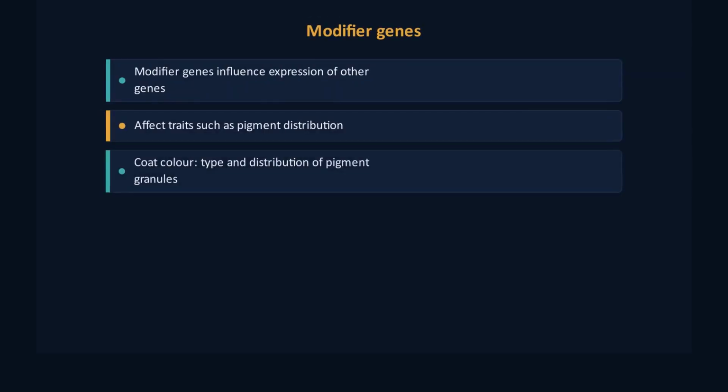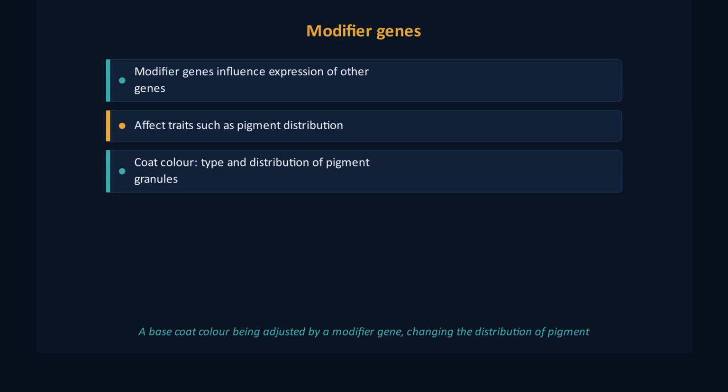Additive contributions are not the only way genes shade a trait. Some genes act as modifiers. A modifier gene is one that influences the expression of other genes, adjusting how a trait turns out rather than creating it from scratch. A familiar arena for this is coat color. Modifier genes can affect traits such as pigment distribution, and in coat color specifically, modifier genes can determine the type and distribution of pigment granules.